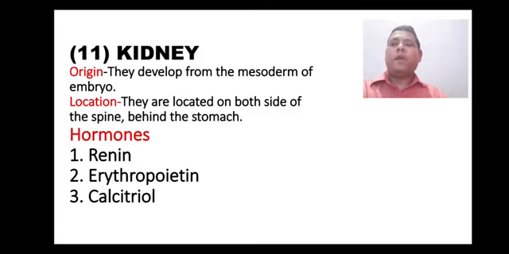Calcitriol is the active form of vitamin D. It promotes the absorption of calcium ions and phosphorus in the small intestine.